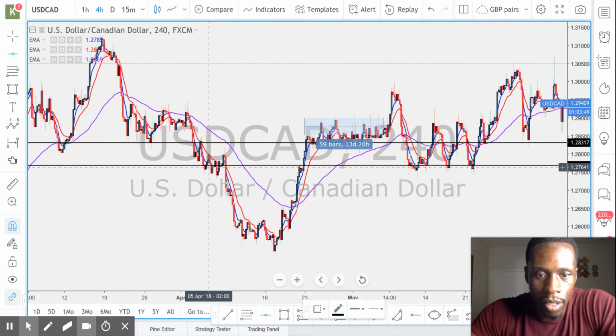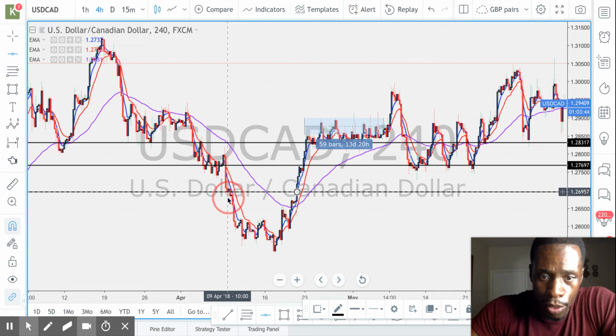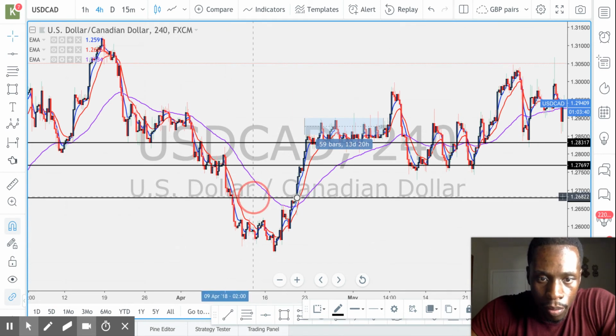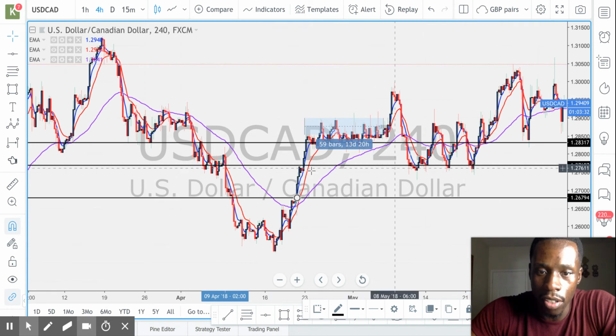So anytime that I see that it creates a new low, this is where I'm marking up my neckline. This is the head, this is the left shoulder, this is the right shoulder. I would have entered here for a buy and held that position because I would have had no drawdown. I would have still been in floating profits.